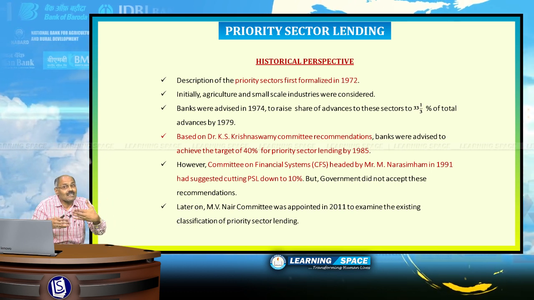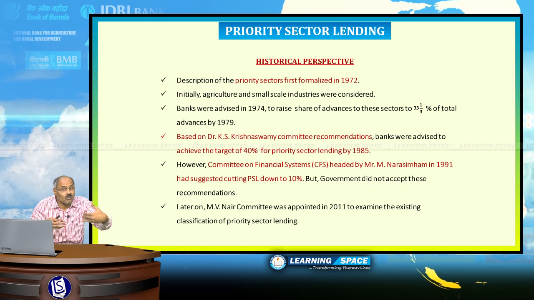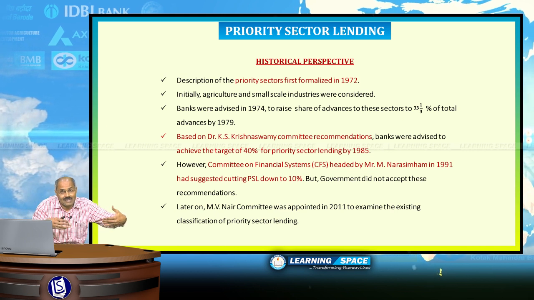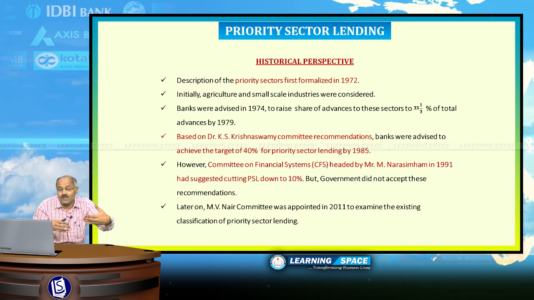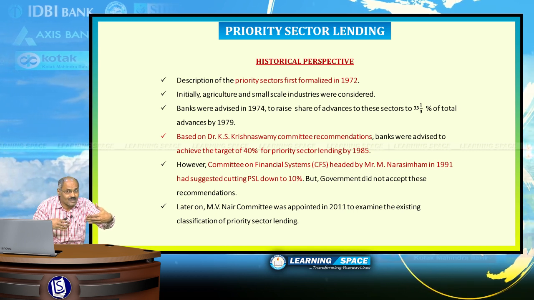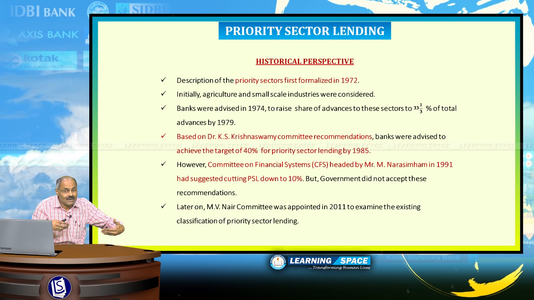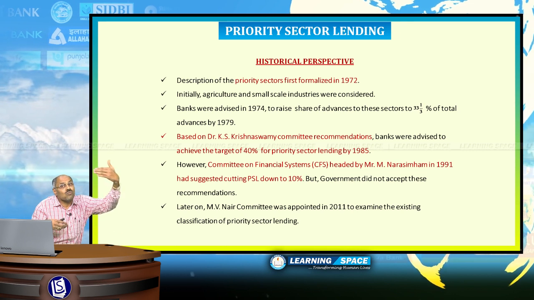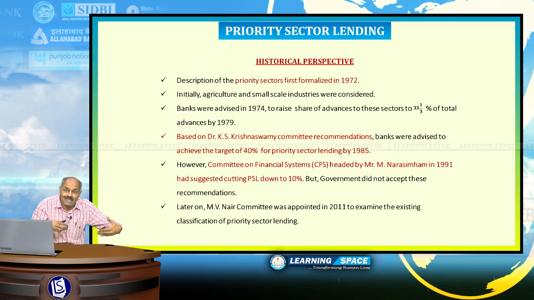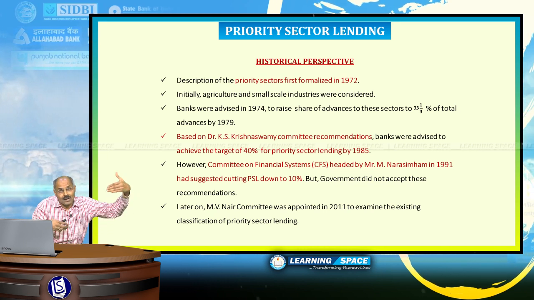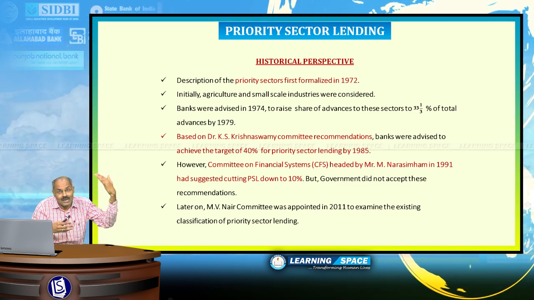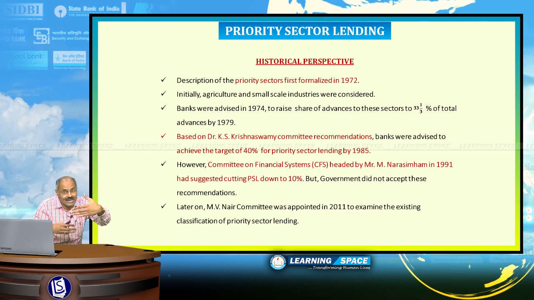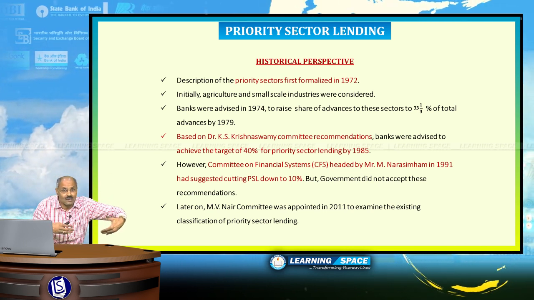Subsequently, in the year 1980, based on the K.S. Krishnaswamy Committee recommendations, the priority sector lending target was increased to 40% by 1985. That means in 1980, banks were advised to increase priority sector lending to 40% by the year 1985. Subsequently, the Committee on Financial Systems headed by Narasimhan in 1991 suggested that priority sector lending should be brought down to 10%, but the government has not accepted it.